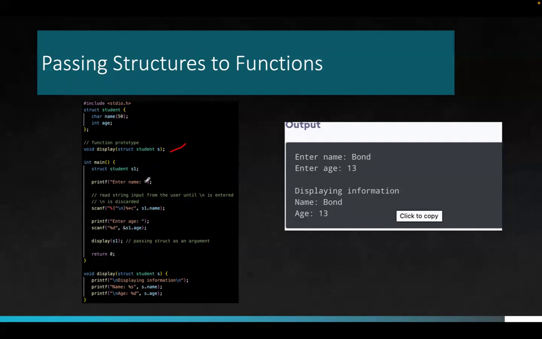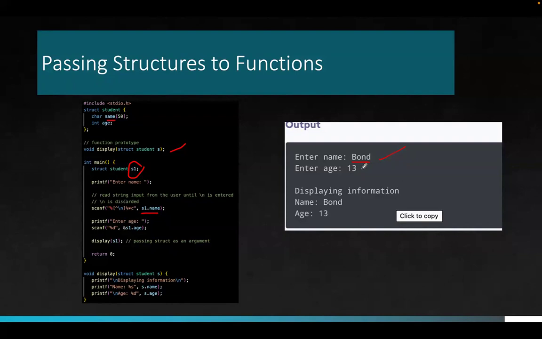Now, struct student S1. I created the alias name S1 for one particular student object. Now in this I'm printing enter name. So the user will enter his name, Bond. If the user enters Bond, then what will happen? It's a string, right? So a character array. So I will store it inside the character array, S1 dot name. I will store it inside it.